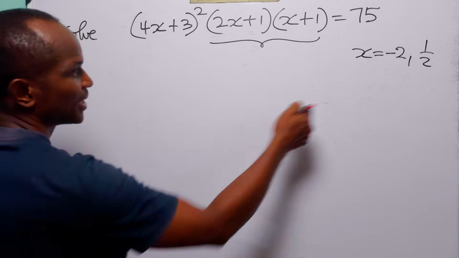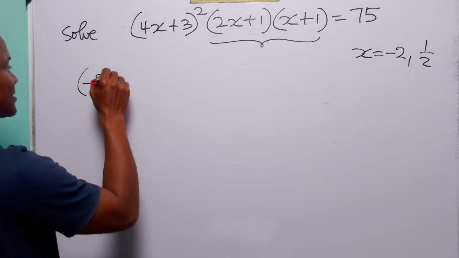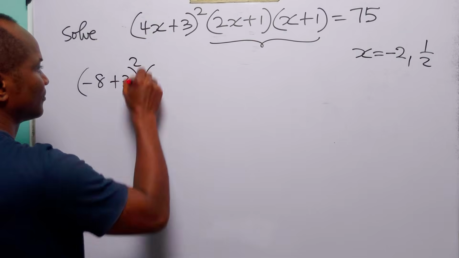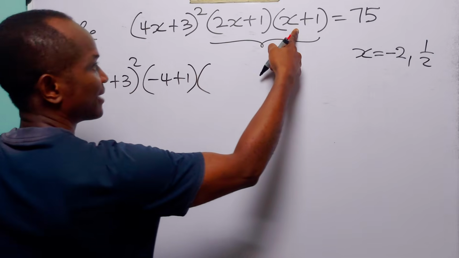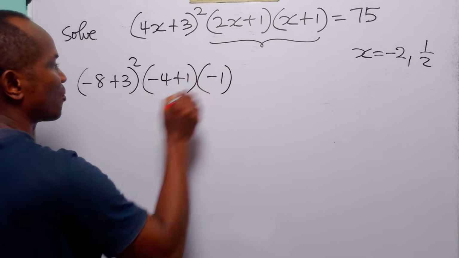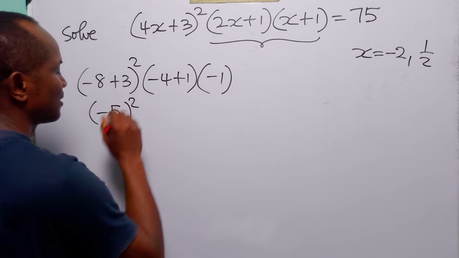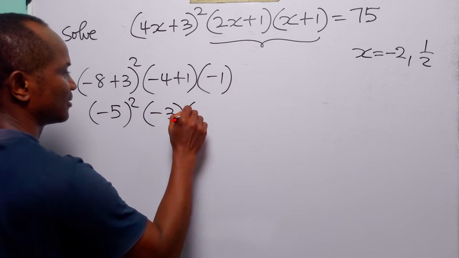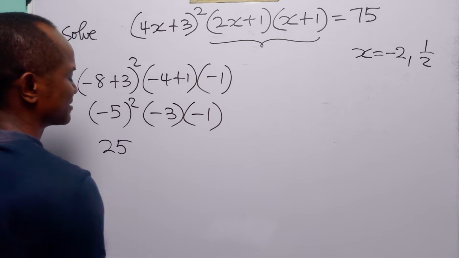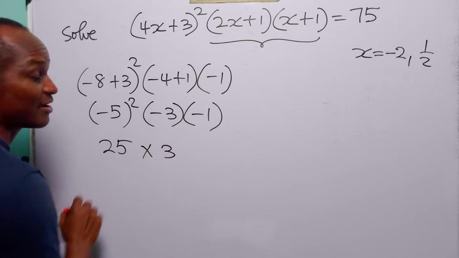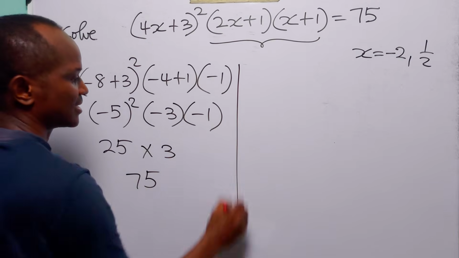Now, to check our answer, when x is equal to minus 2, then 4 times x is going to be minus 8 plus 3 squared. 2 times minus 2 is minus 4 plus 1. Minus 2 plus 1 is minus 1. 3 minus 8 is minus 5 squared. 1 minus 4 is minus 3. We have minus 1. Minus 5 squared is 25. Minus 3 times minus 1 is 3. 25 times 3 is equal to 75, which is exactly what we have on the right hand side.